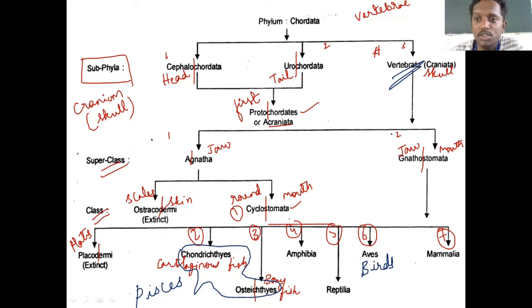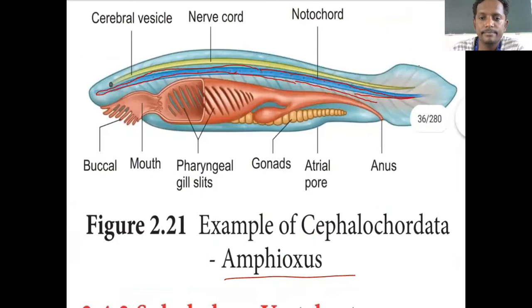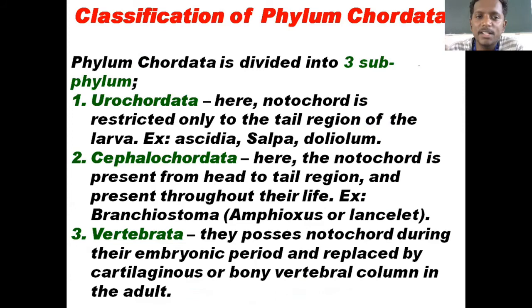I'll move to the next slide now. So phylum Chordata is classified into, as I said, Urochordata. The same point I said is there here. The notochord is restricted only to the tail region of the larva. Examples here I have mentioned according to the textbooks. And Cephalochordata, it runs from head to the tail. The notochord is present from head to tail, even in the adult. And in Vertebrata, the notochord during embryonic time is replaced or modified into a cartilaginous or bony vertebral column. The same thing I explained in the chart is here.